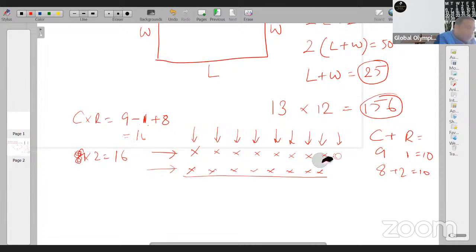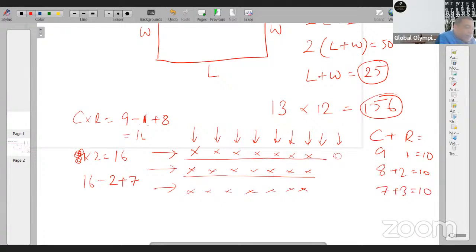Now you remove another 2 from here. Okay, another 2. So now 16 minus 2 plus 7, because now I will have 7 of them. Correct? And that is 7 plus 3 is equal to 10 again. So 7 columns, 3 rows, still 10.